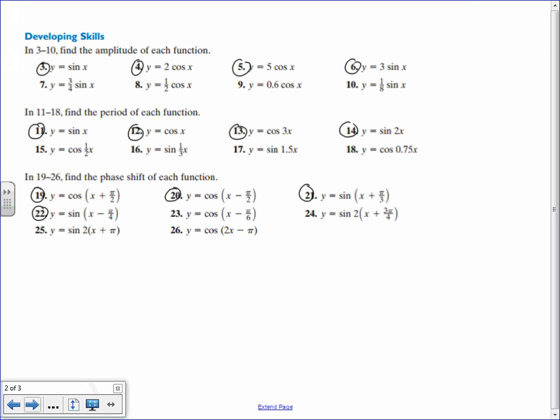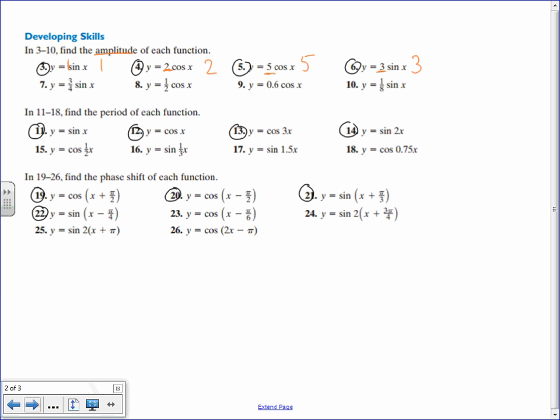okay? And here they're just giving you an equation, and you need to identify the amplitude, the period, or the phase shift. Alright, remember the amplitude was the number that we multiplied on the outside. So for number 3, this is really a 1 sine x, so the amplitude is just 1. For number 4, you have a 2 multiplied on the outside, so the amplitude is 2. For number 5, you have a 5 multiplied on the outside, so the amplitude is 5. And for 6, you have a 3 multiplied on the outside, so your amplitude is 3. Alright, no work to show for that, just can you tell that the amplitude is what you multiply on the front.